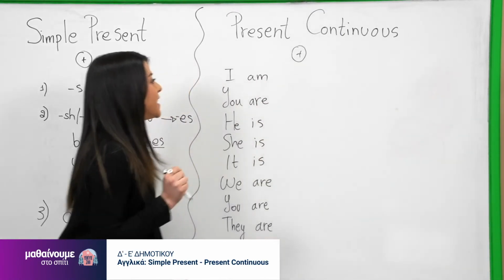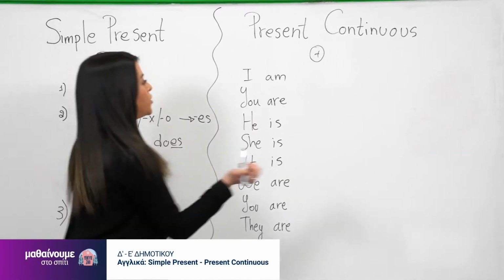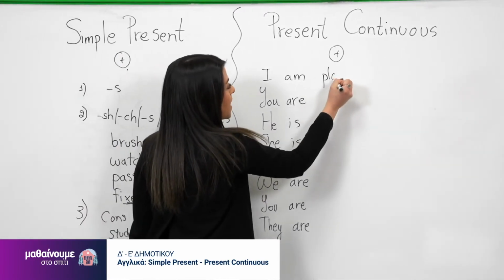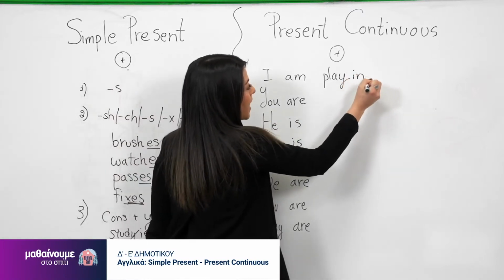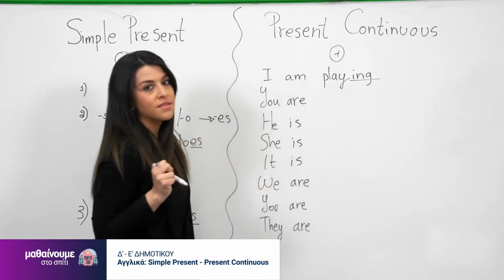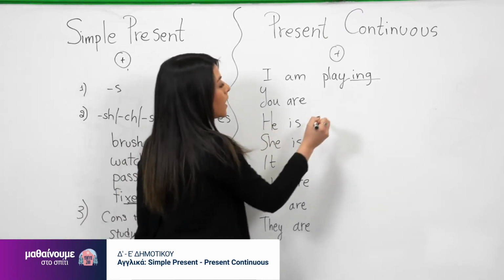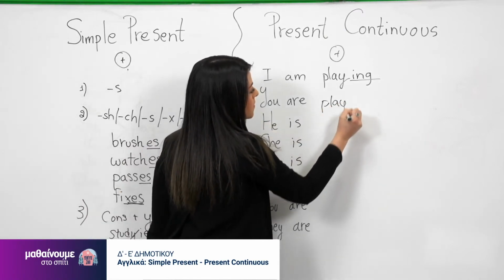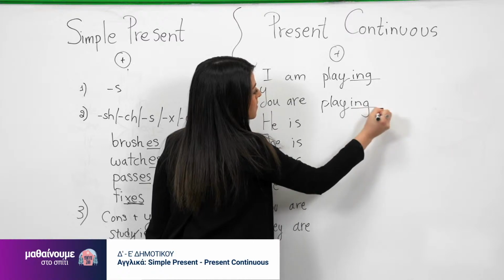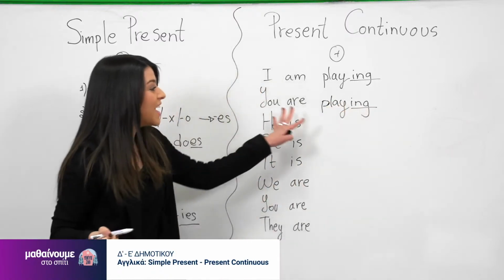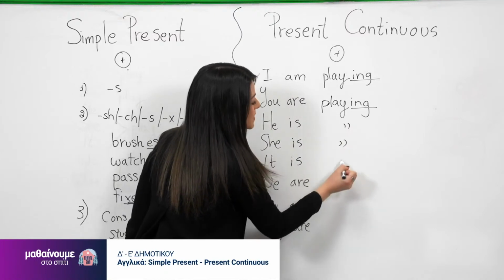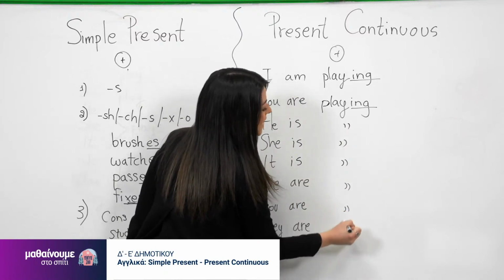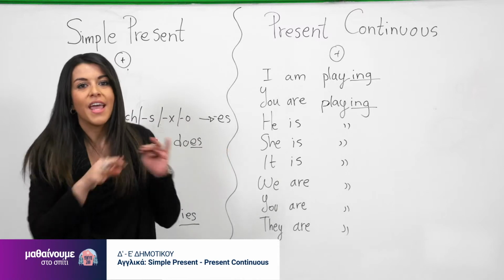So let's take again the verb play. We write I am, play, and then ing, playing. Okay? Again, you are playing. I'm not going to write it again. It's everywhere the same. He is playing. She is playing. It is playing. We are playing. You're playing. They are playing. It doesn't change anywhere.